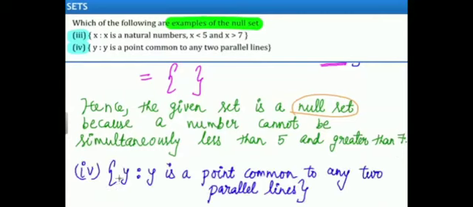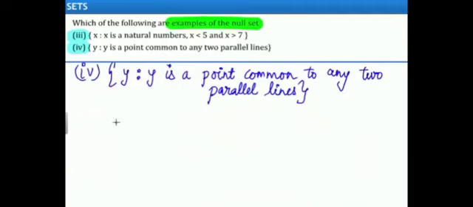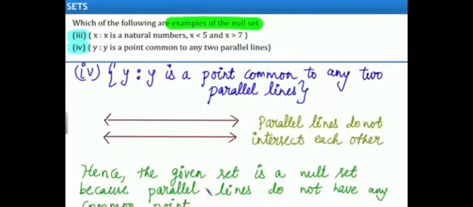Now question number 4, y, where y is a point common to any two parallel lines. So if I draw two parallel lines, there is no point common to these two lines. So that means this is the example of the null set. Parallel lines do not intersect each other, hence the given set is a null set because parallel lines do not have any common point.